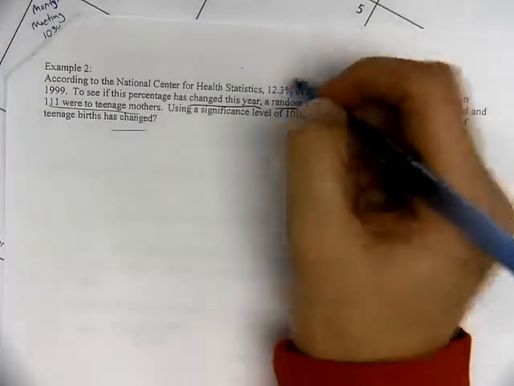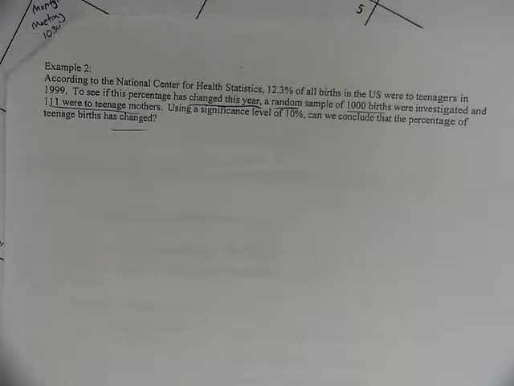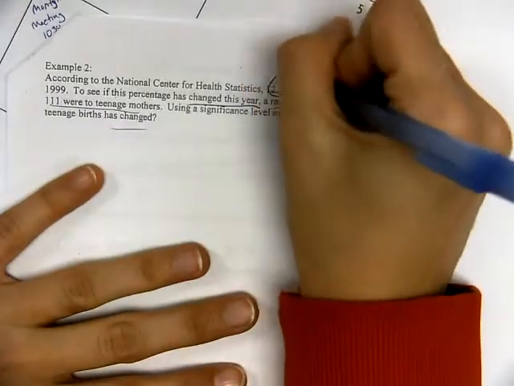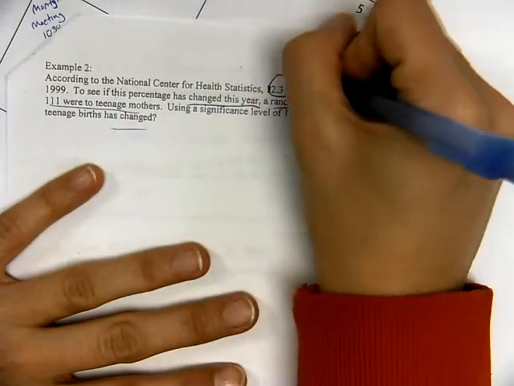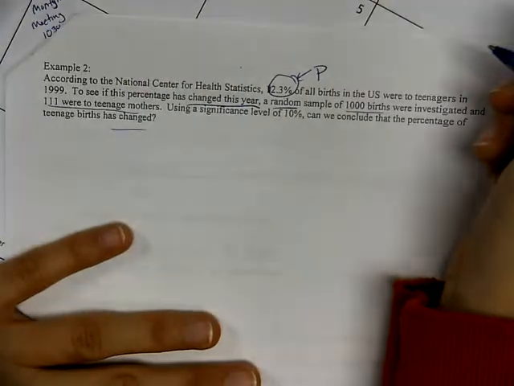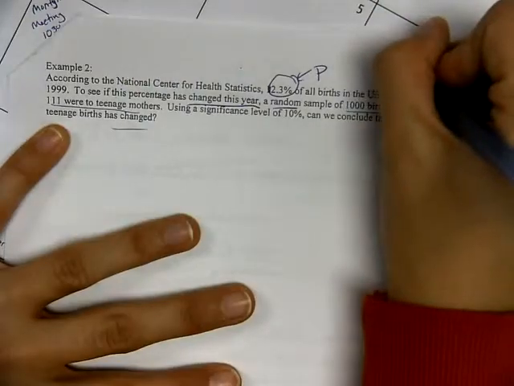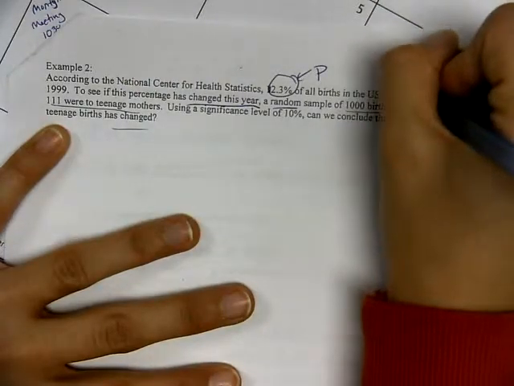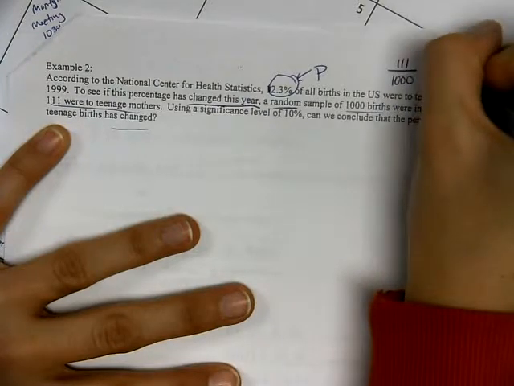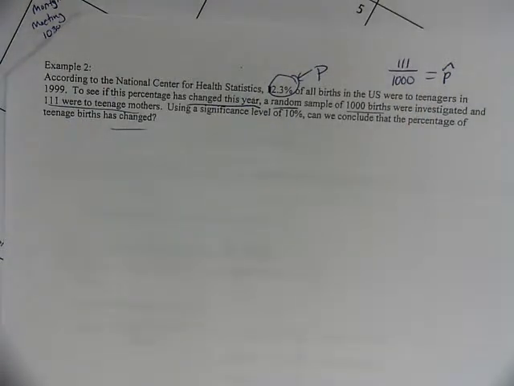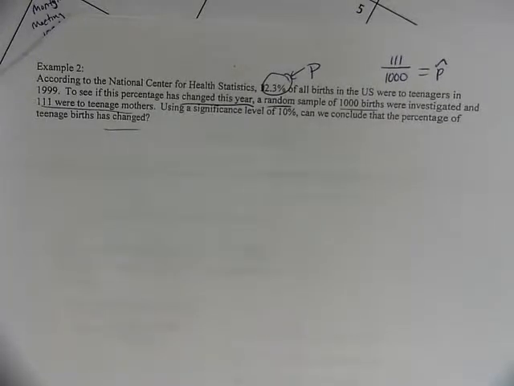So again, the biggest thing I want you to make sure that you can do before you even start anything, make sure you know the difference between p and p hat. That 12.3%, that's your p-value. The 111 out of 1,000, that's your p hat. Okay. So we're going to use the 12.3 a lot more than the 0.11.